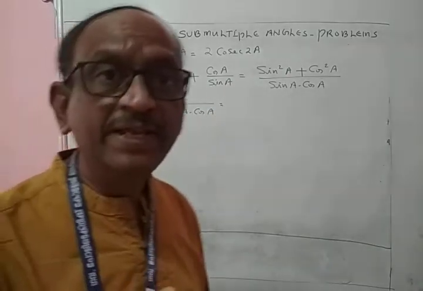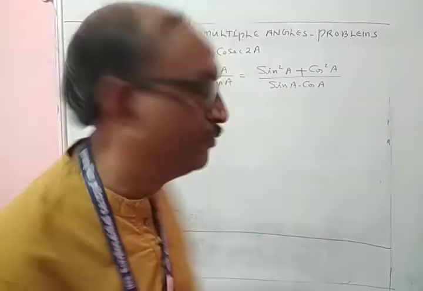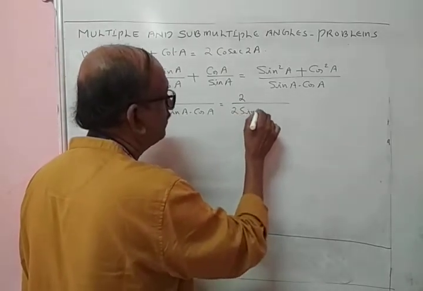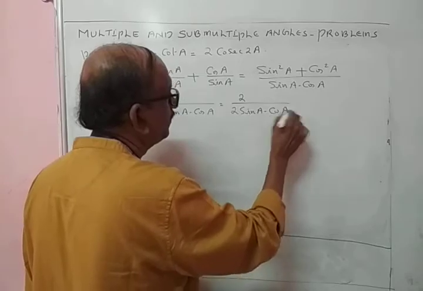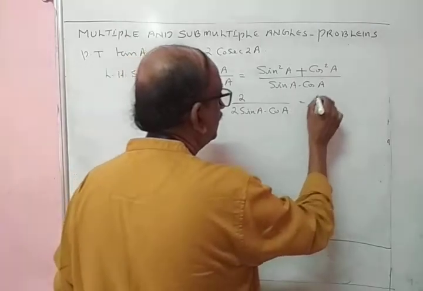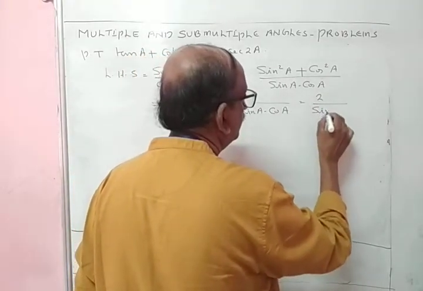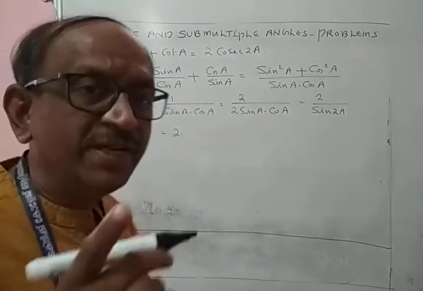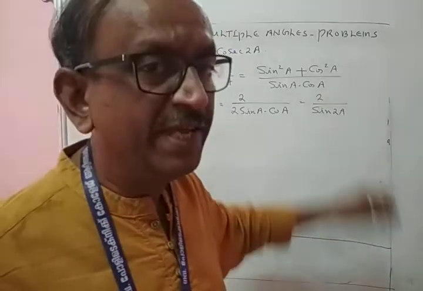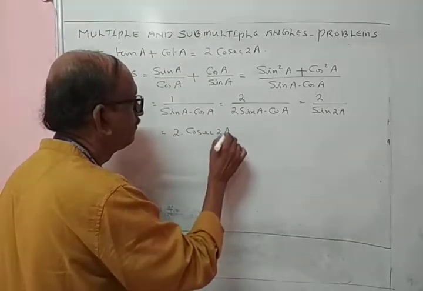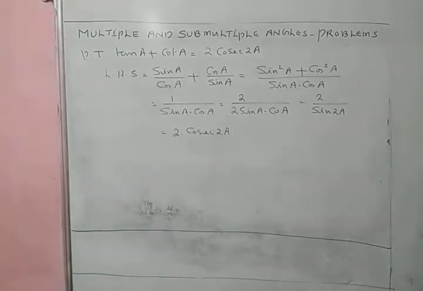Next, multiplying numerator and denominator by 2. 2 by 2 sin a cos a. 2 sin a cos a is sin 2a. One by sin is cosec. Therefore, 1 by sin 2a is cosec 2a. This is the right hand side.